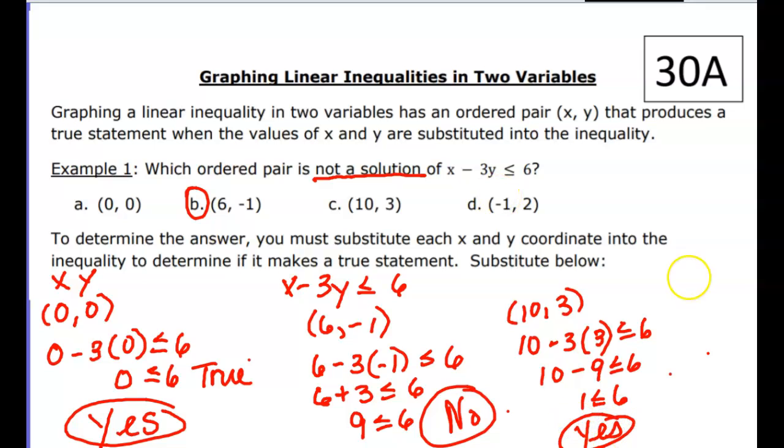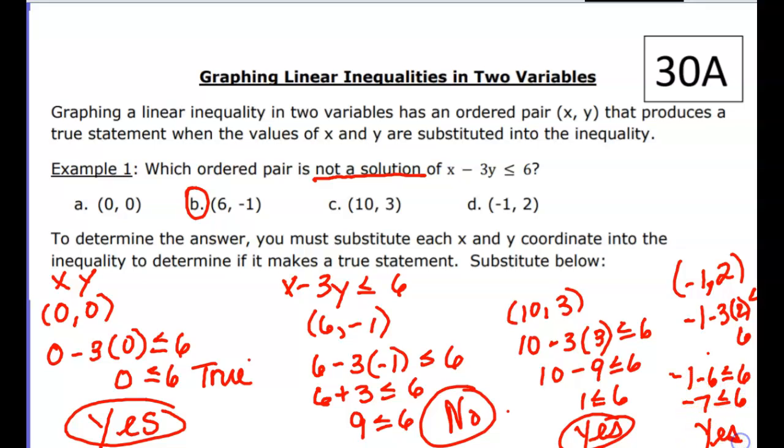And then our last ordered pair is negative 1, 2. Let's check that. All right, our x is negative 1, minus 3 times 2, and that's going to be less than or equal to 6. So this would be negative 1 minus 6 is less than or equal to 6. And that would be negative 7. And yes, we do know that that is indeed a solution. So the answer here would be B.